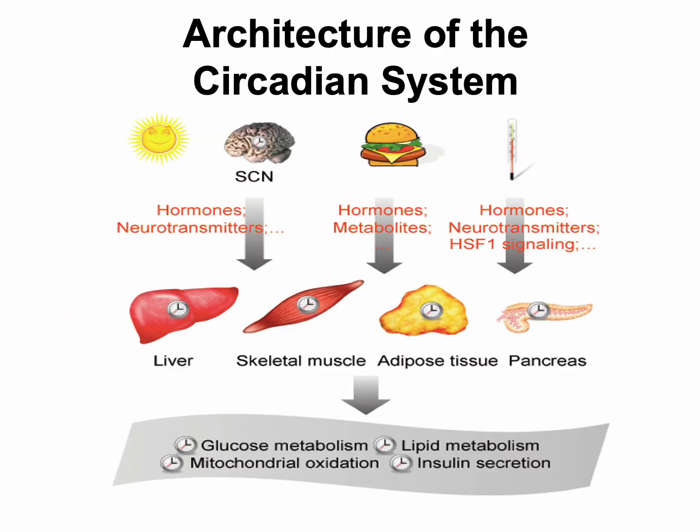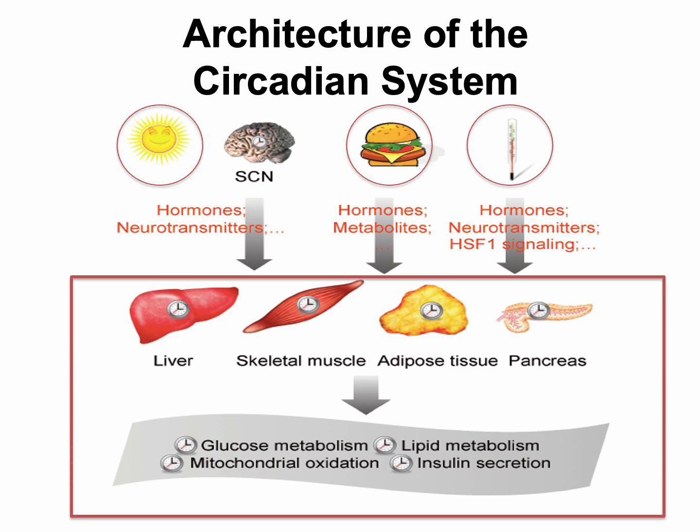Okay, just to emphasize, the different environmental cues such as light, food, and temperature can reset the body clock through multiple pathways. These cues synchronize with peripheral tissues like the liver, skeletal muscles, adipose tissues, and pancreas for glucose metabolism and other metabolic processes.